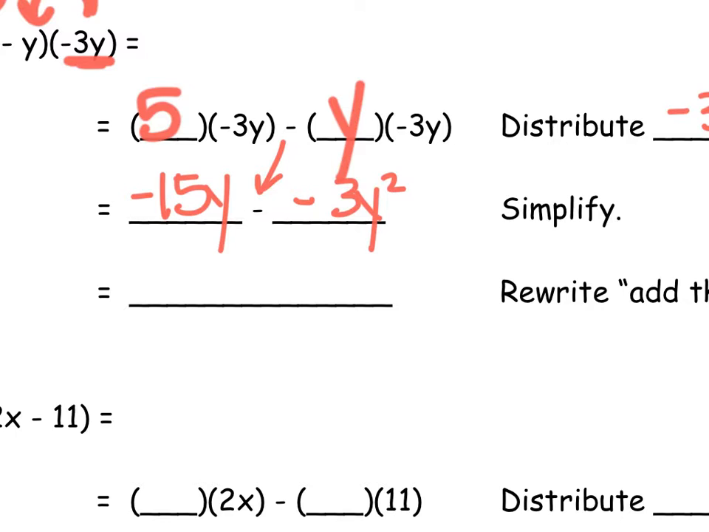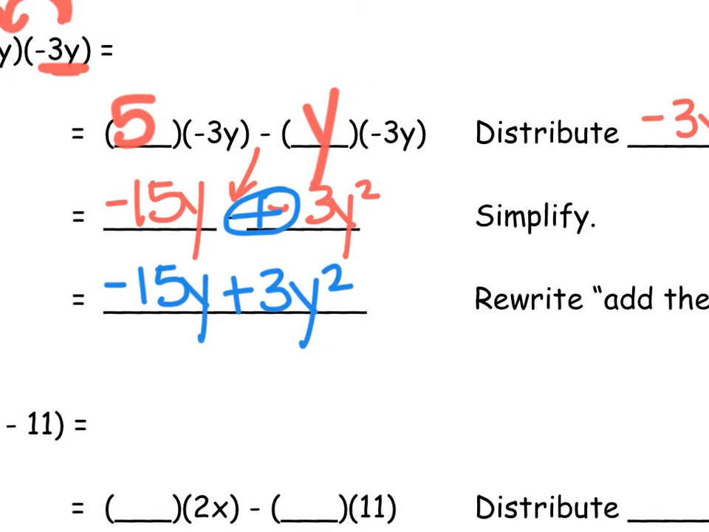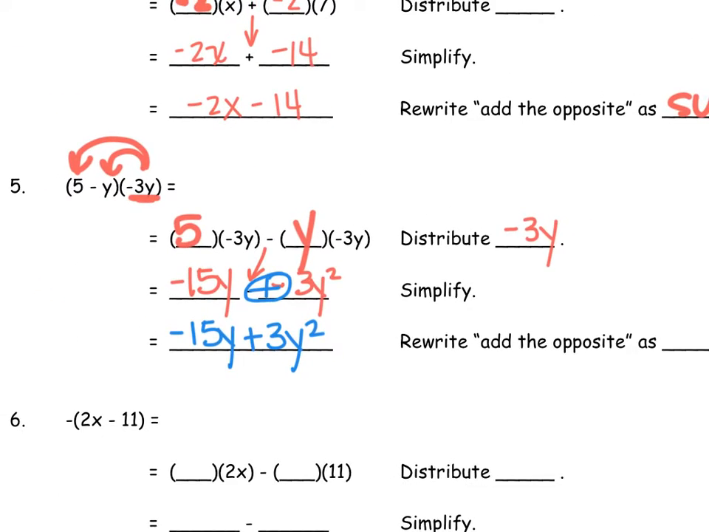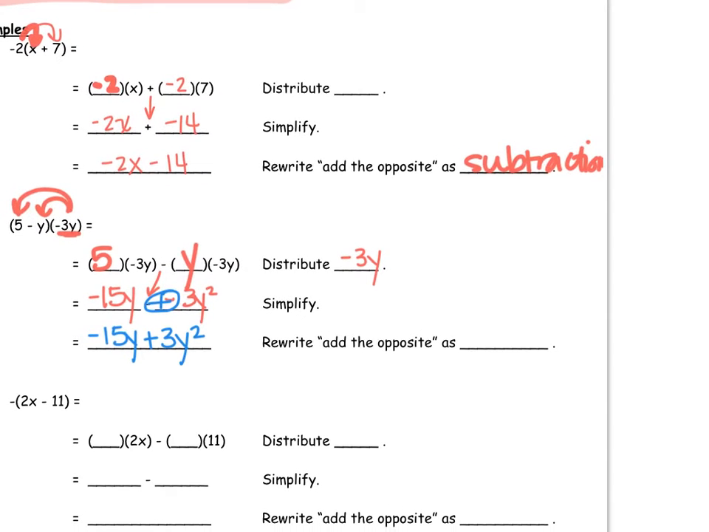Okay. So now we have negative 15y. These two negatives can be turned into a positive 3y squared. And we rewrite add the opposite here as addition.